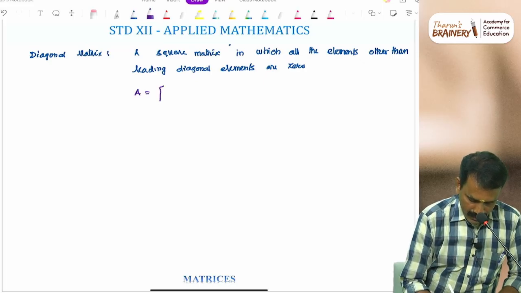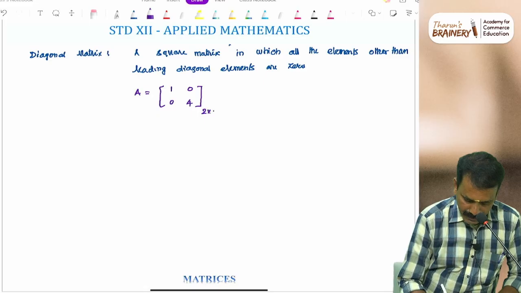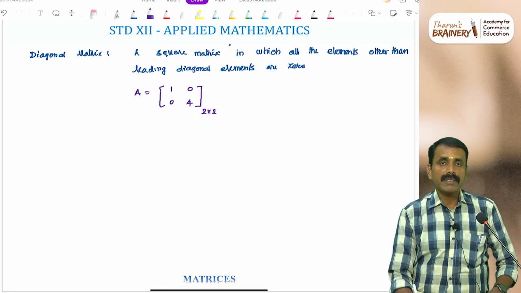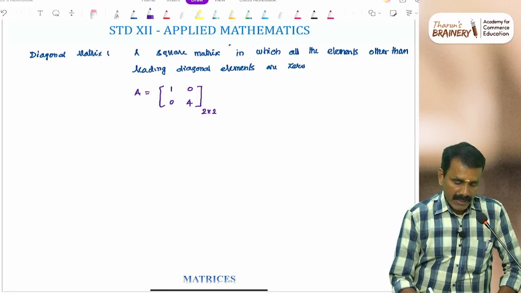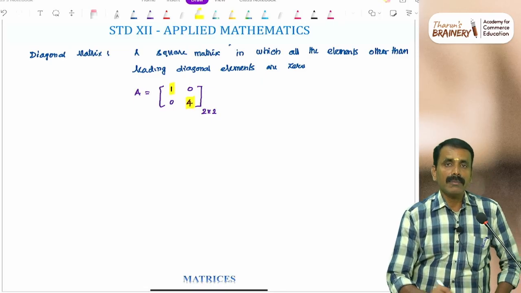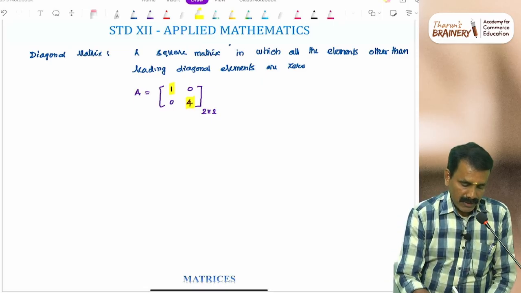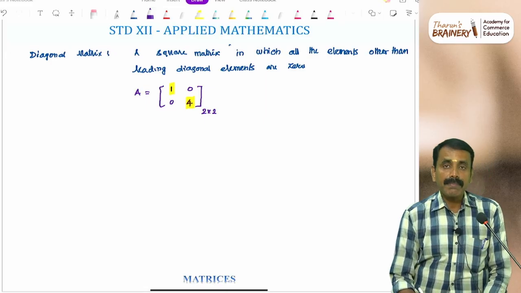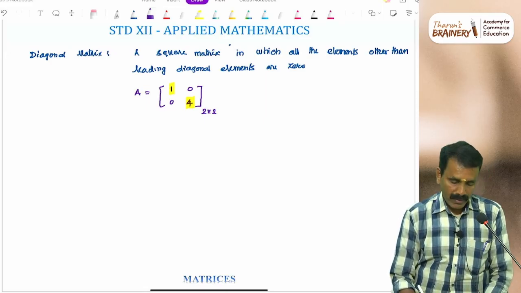For example, A is equal to 1, 0, 0, 4. Basically, it should be a square matrix. In that square matrix, except the diagonal elements 1 and 4, all the elements are 0. So, in that case, we call this matrix a diagonal matrix of order 2 by 2.